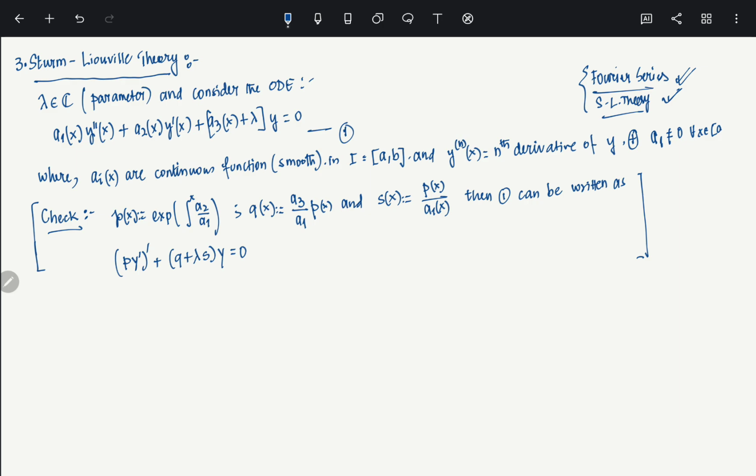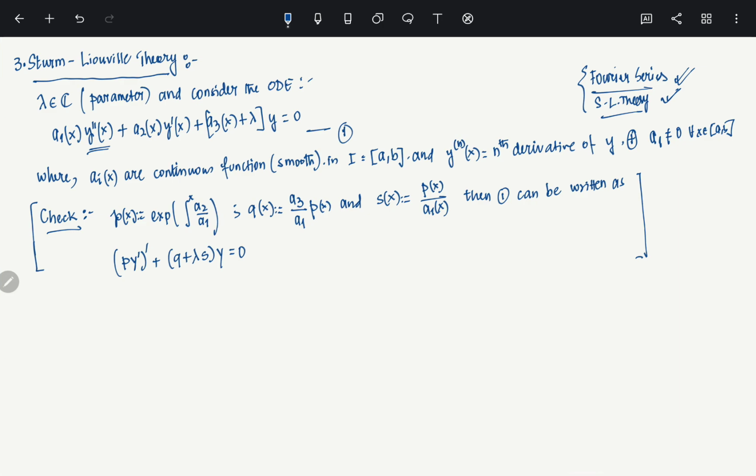We'll just assume this, because if it is 0, then the second order term is gone for that x. So we assume it is not 0 for any x in the interval. Then all of this is well defined, and we can write it like this. I hope you can check this part; if you can't, you can consult any book. This is what we call the self-adjoint form.